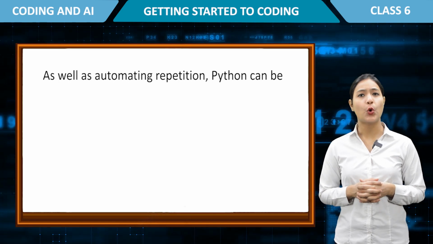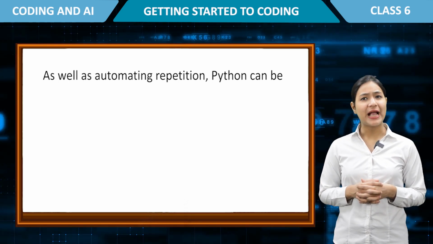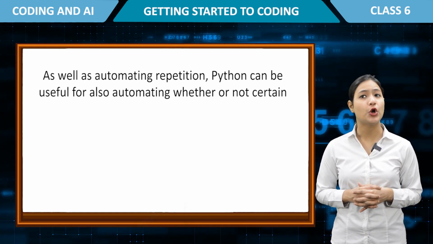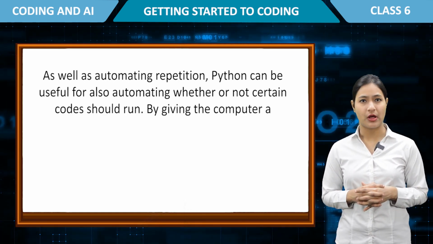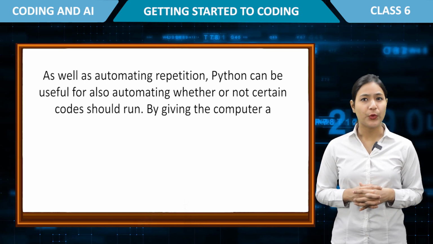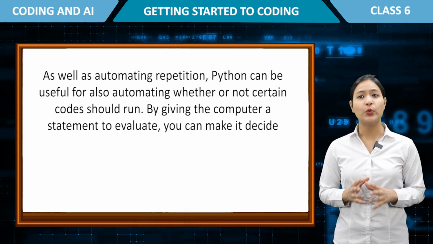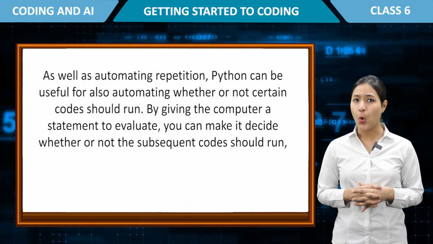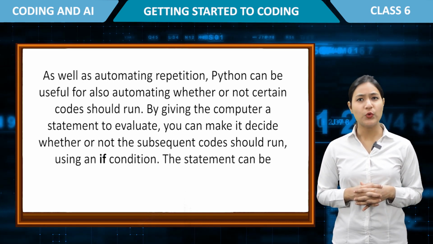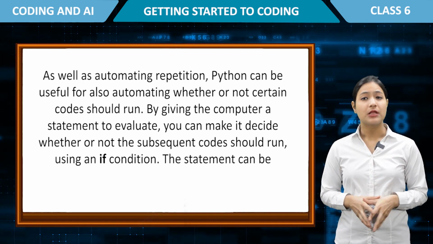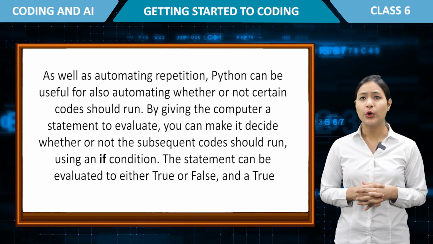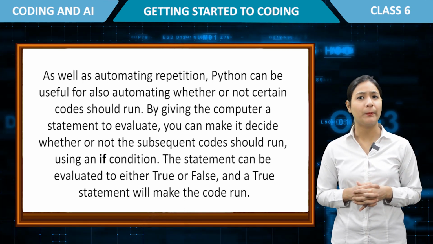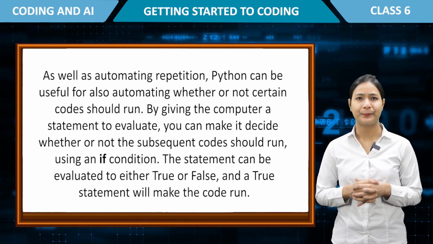As well as automating repetition, Python can be useful for also automating whether or not certain code should run. By giving the computer a statement to evaluate, you can make it decide whether or not the subsequent code should run using an if condition. The statement can be evaluated to either true or false, and a true statement will make the code run.